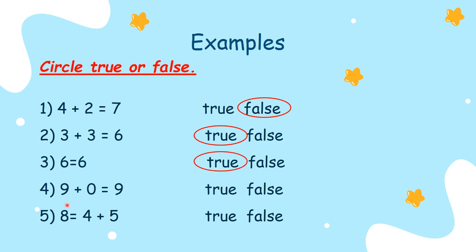Okay, number 4. 9 plus 0 equals 9. Yes, it's true. So 8 equals 4 plus 5. It means like 4 plus 5 equals 8. No, it's false because 4 plus 5 equals 9.